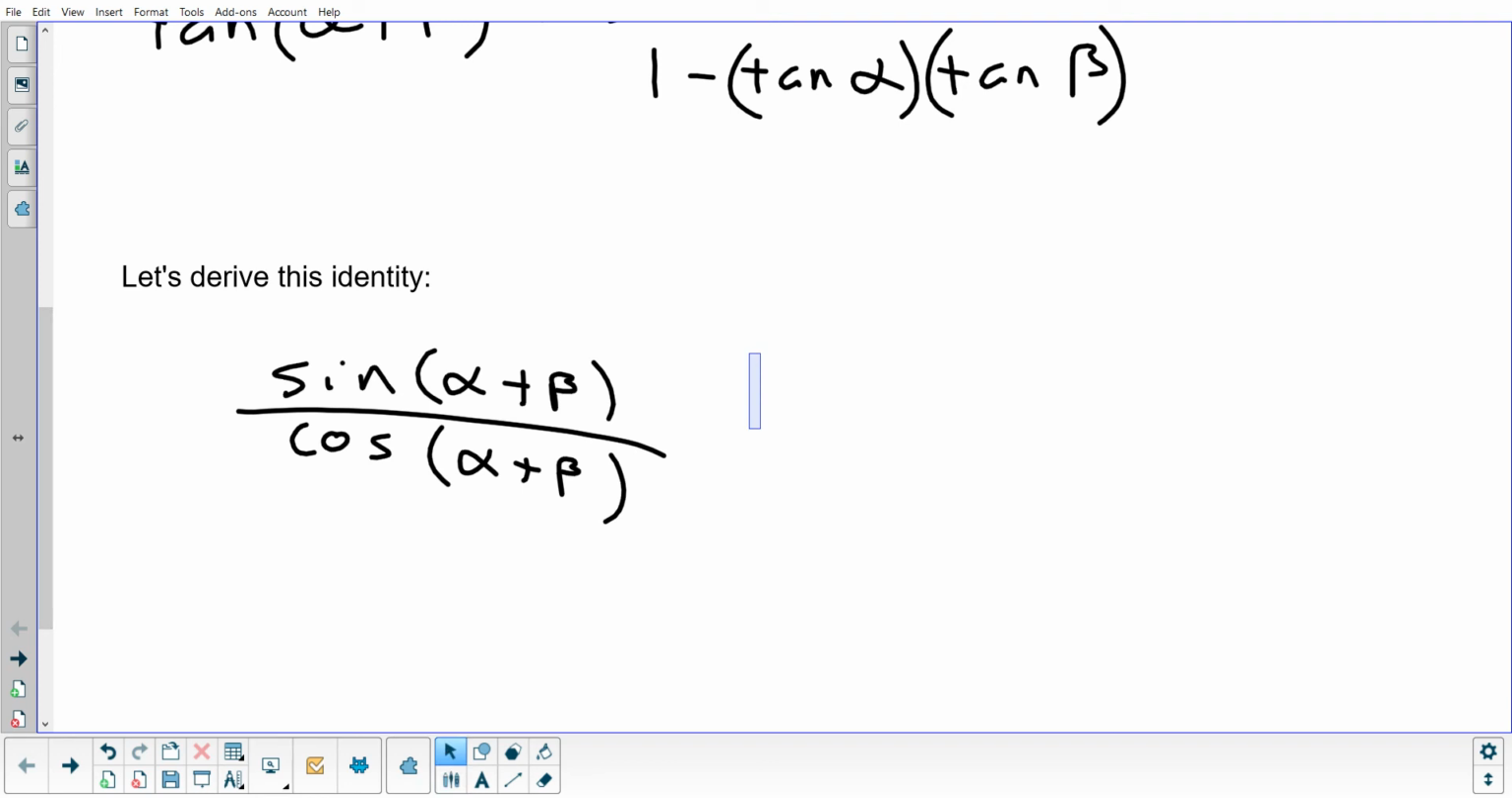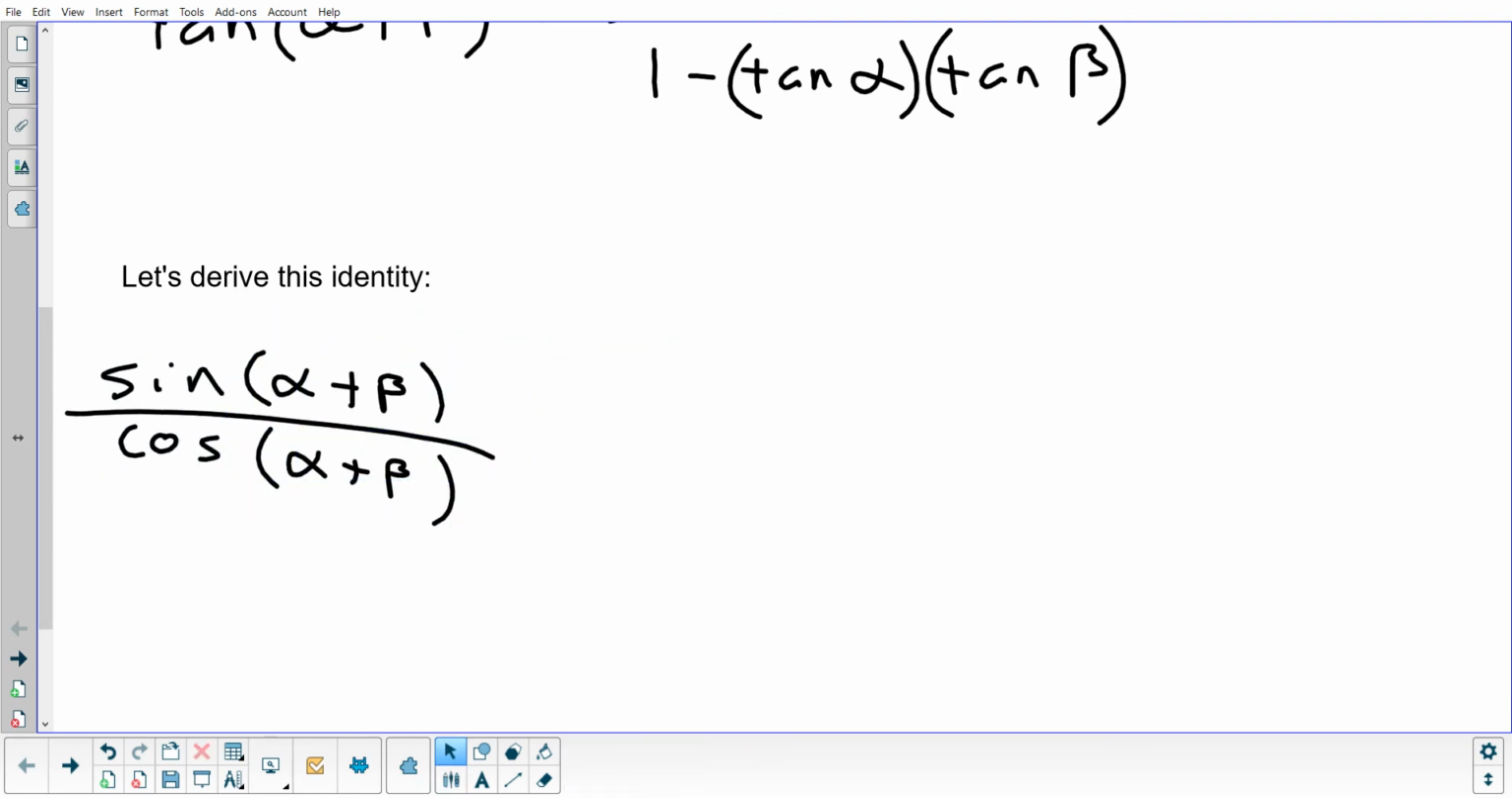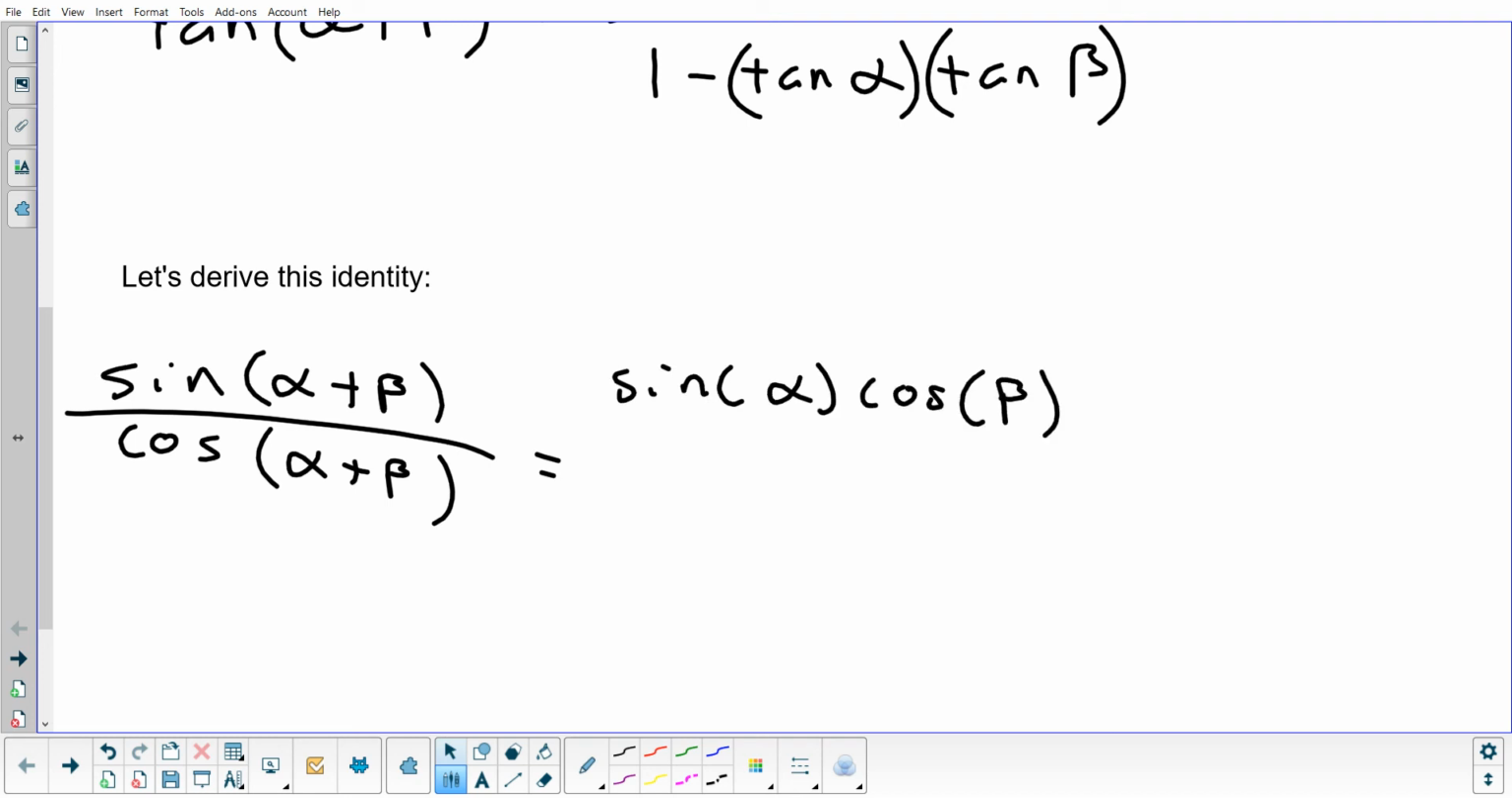So, can somebody remind me, how do you do the sine of a sum? Are your trig functions grouped or are they mixed? Yep. Sine alpha times cosine beta. And what goes between them? Plus. Okay. Then cosine alpha and then sine beta. Yep. Cosine alpha, sine beta.